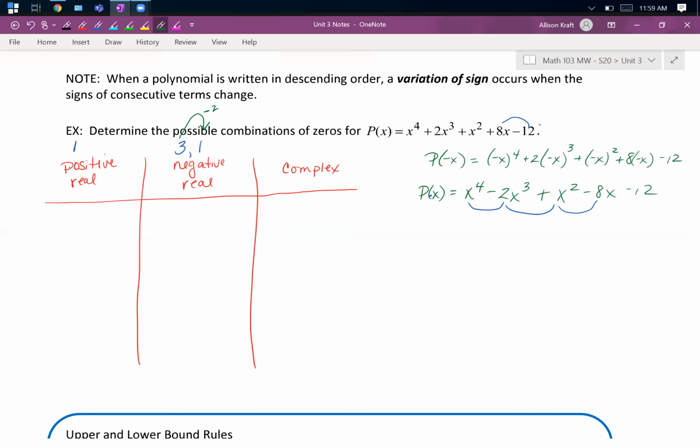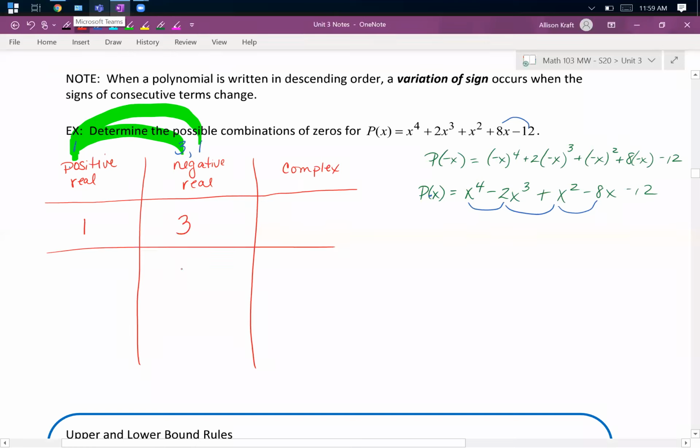Now we're going to be ready to fill in our chart, and we're actually going to start with the first 2 rows only, the real stuff. We need to do every possible combination of our positive real and negative real. So to me, it looks like distributing. I'm going to do 1 with 3 and then 1 with 1.